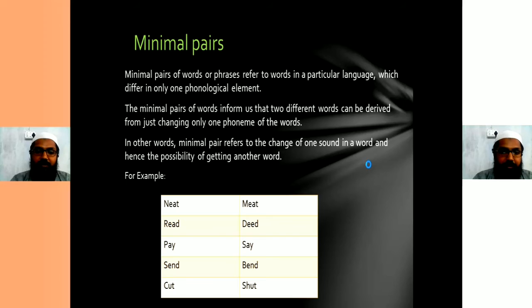For example, need and meet. Just by substituting the first sound of the word, n in need changed to m, it gives the sound meet. Likewise, read and deed, I just changed the beginning sound r to d. Read, deed. Likewise, pay, say. Send, bend. Cut, shut. These are all examples of minimal pairs.